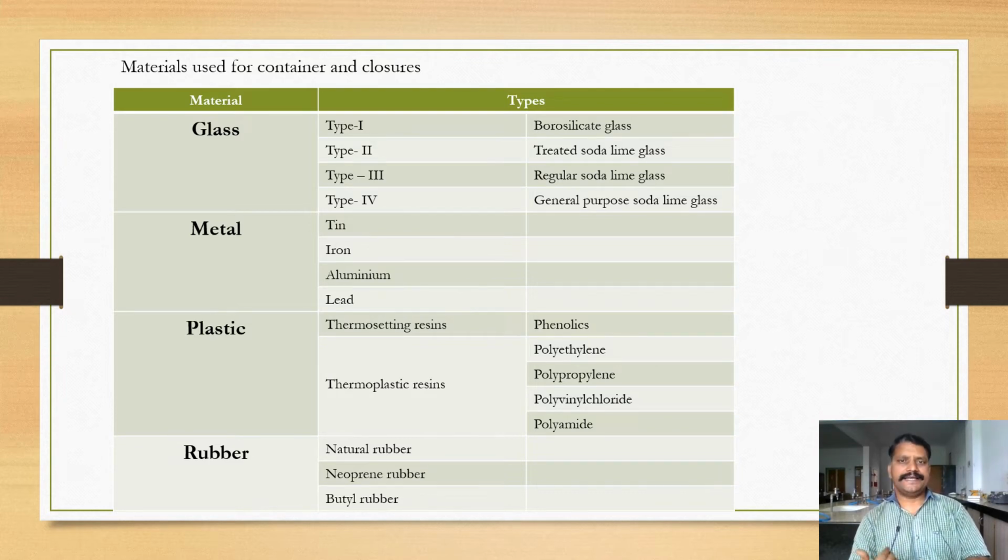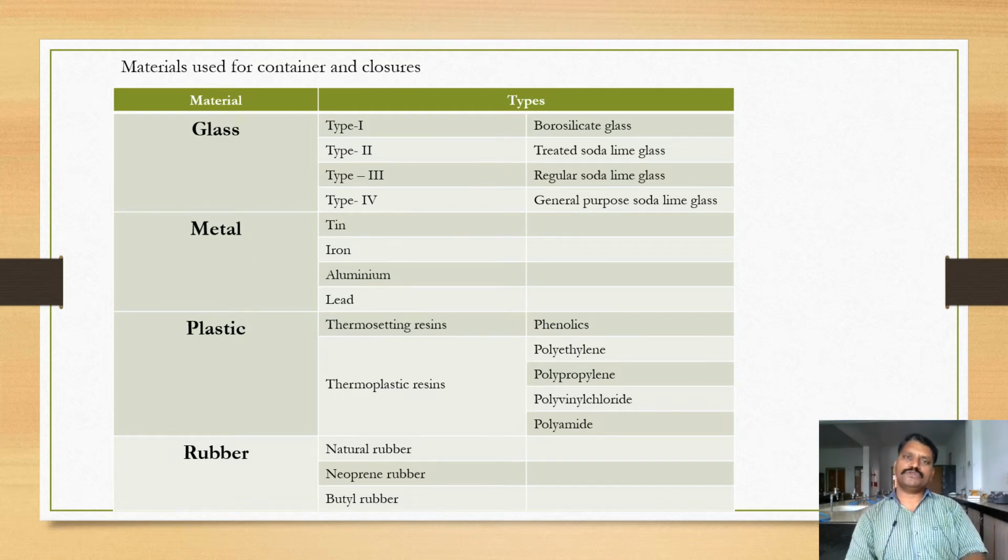Borosilicate glass and treated soda lime glass, meaning type 1 and type 2, are generally used for the packaging of parenteral dosage forms. Why? Because of their characteristics, their properties, type 1 and 2. Generally type 3 and type 4 are used for the packaging of oral liquids and other pharmaceutical dosage forms. Metal containers, tin, iron, aluminum and lead, are generally widely used for the packaging of dosage forms other than parenterals.